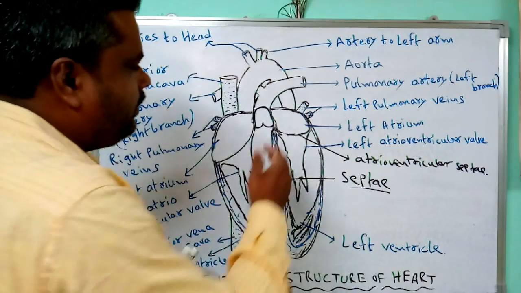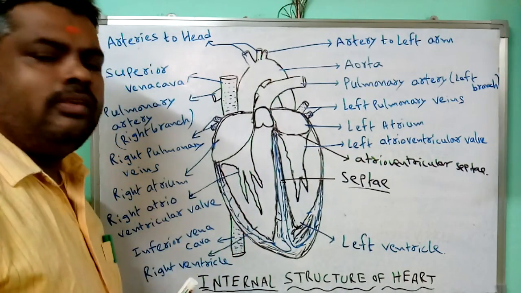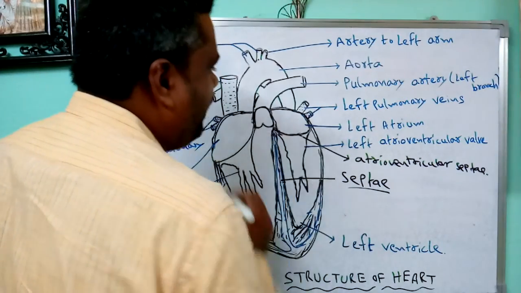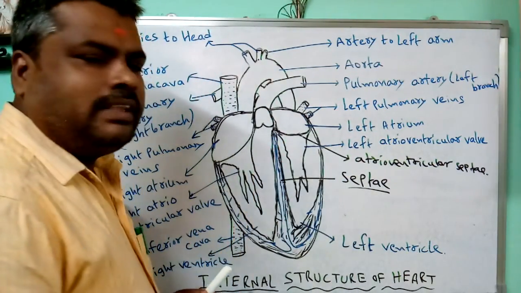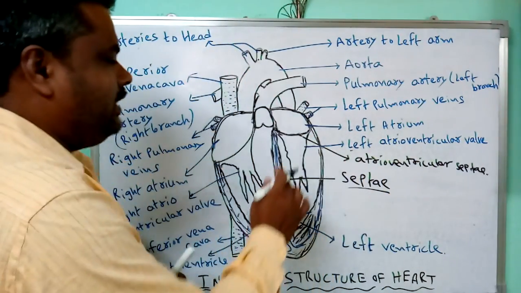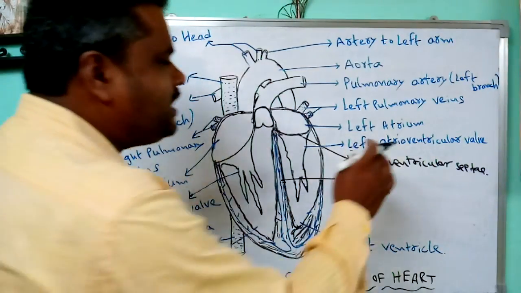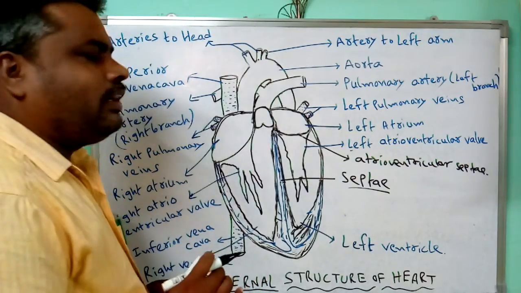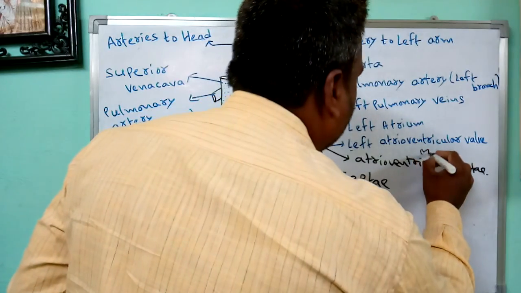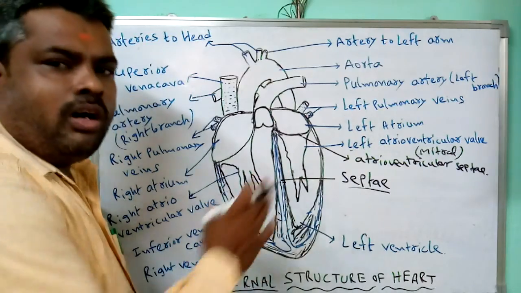Next, these atrioventricular septa also have valves. On the left side, the valve present is commonly called the left atrioventricular valve. This valve is also commonly called the bicuspid valve or mitral valve.